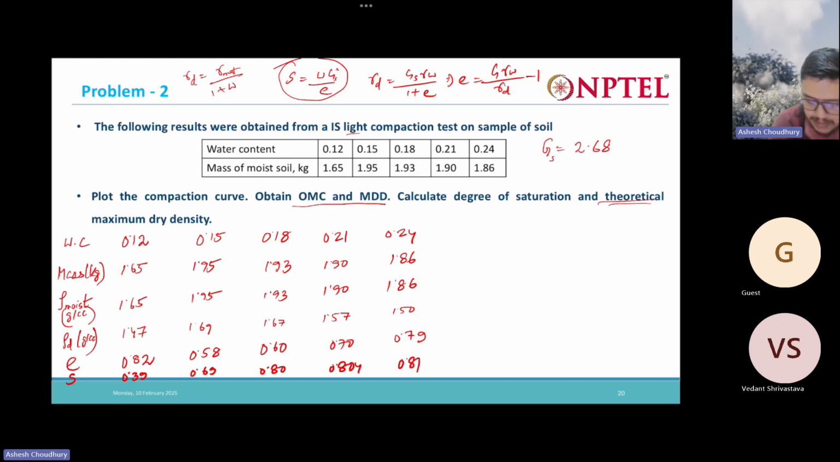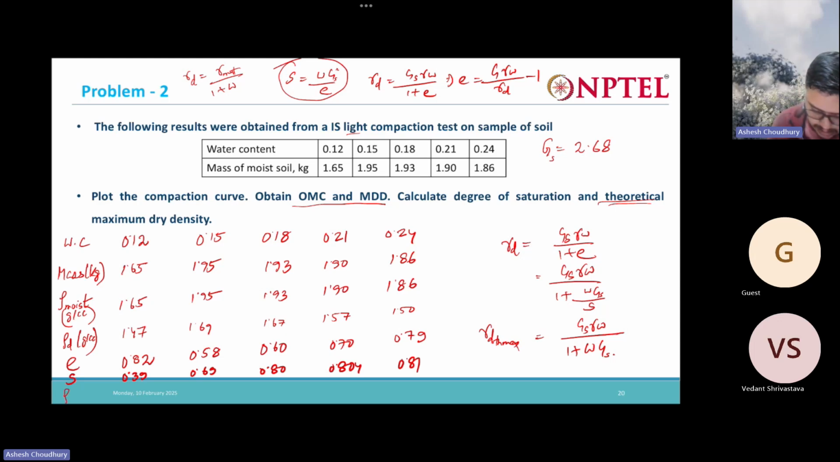Now the last task is to calculate the theoretical maximum dry density. What is the theoretical maximum dry density? You know γd = Gs γw / (1 + e), which is Gs γw / (1 + wG/S). So if you put S equal to 1, you will get the theoretical maximum. Just put all the values and you will get the theoretical maximum density.